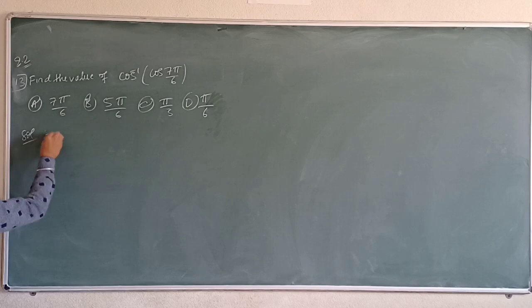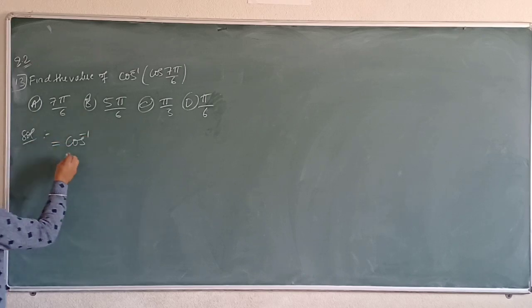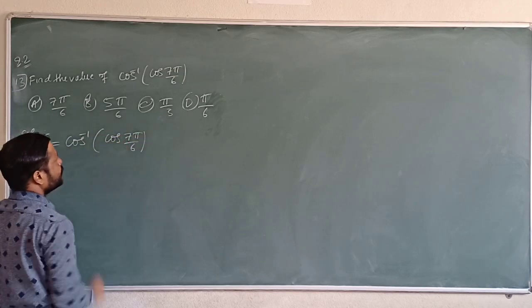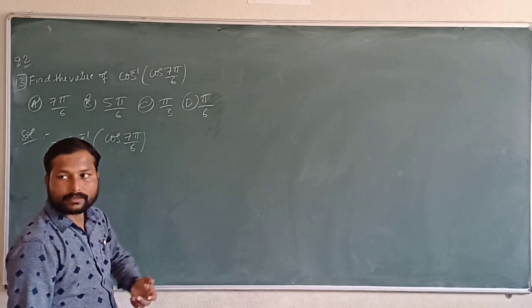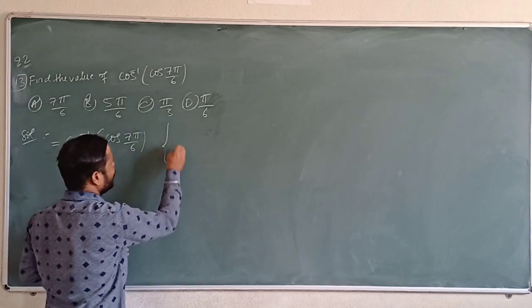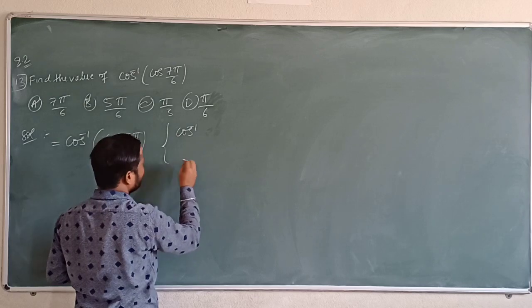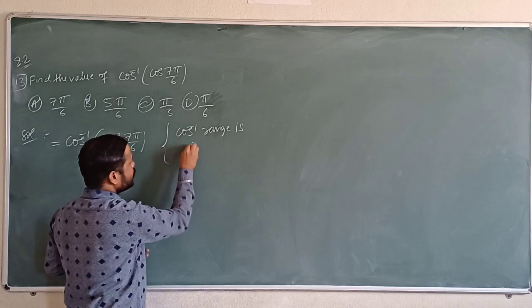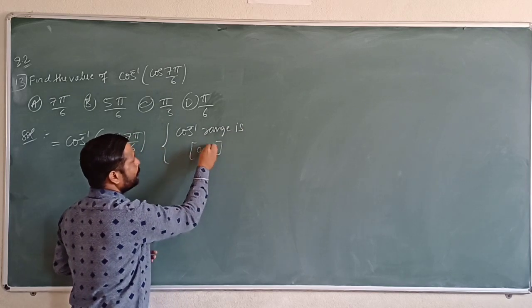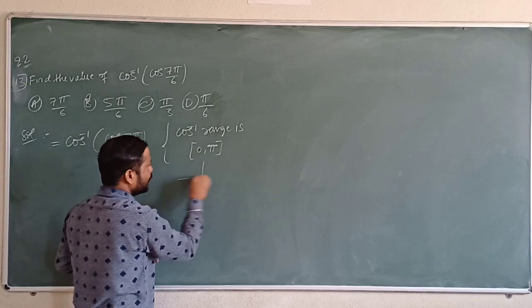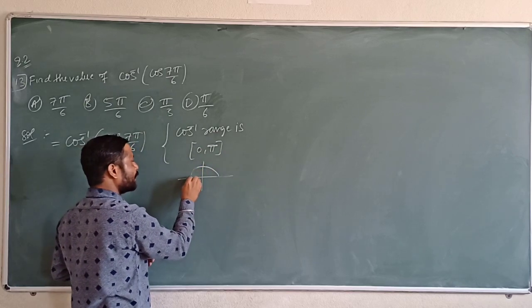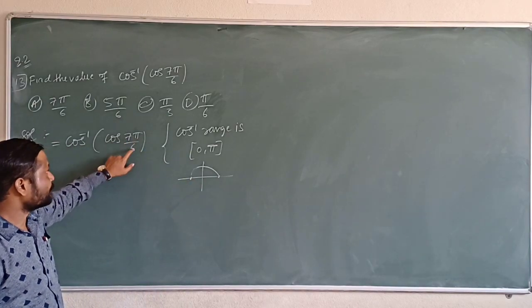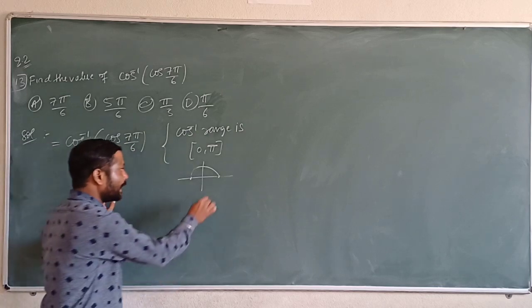Solution: cos inverse of 7 pi by 6. Now, right before that we have to check what the cos inverse range is. To clear the doubt, the cos inverse range is the closed interval 0 to pi. Closed interval 0 to pi means the range is the first and second quadrant. Is 7 pi by 6 inside the range? Let's check.